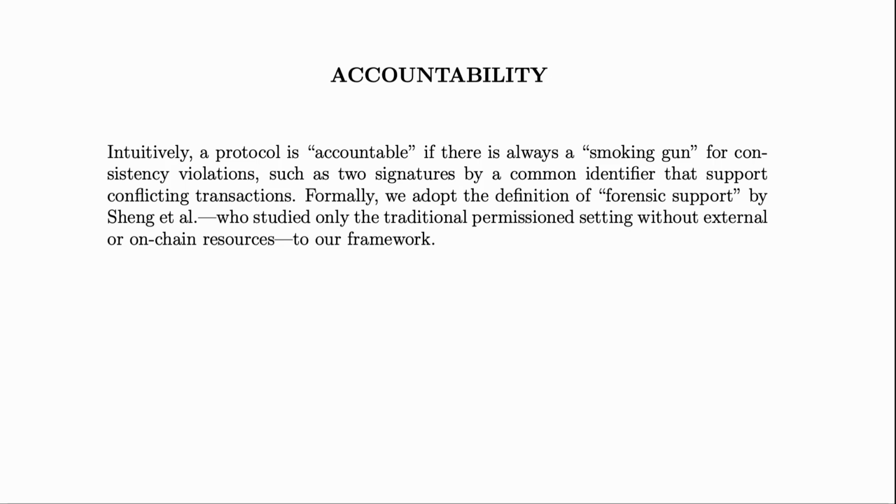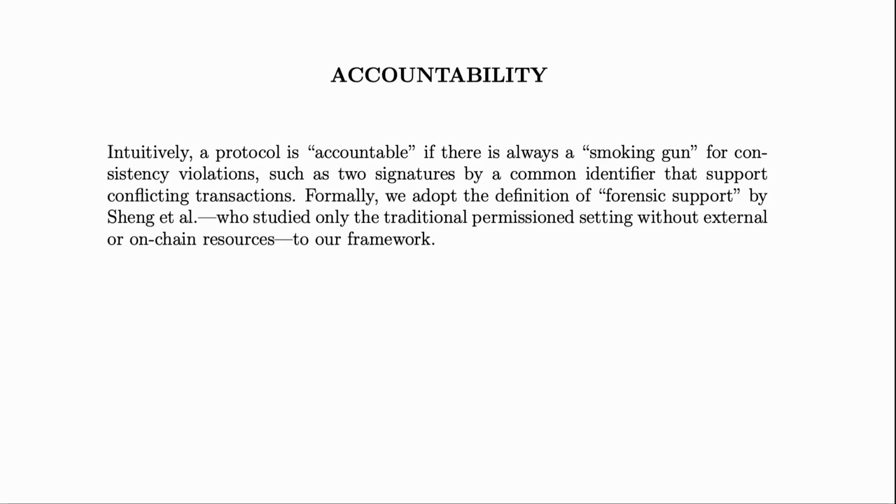So intuitively, a protocol is accountable if there's always a smoking gun for consistency violations, such as two signatures by a common identifier that support conflicting transactions. So formally, we adopt the definition of forensic support by Sheng et al. They studied the traditional permissioned setting without external or on-chain resources.